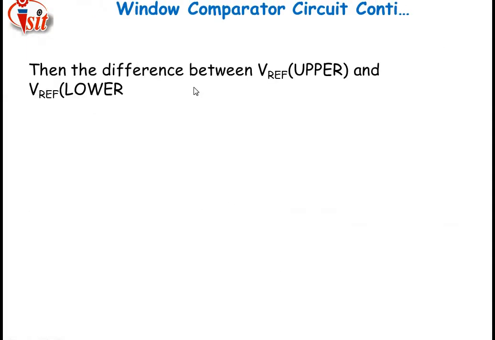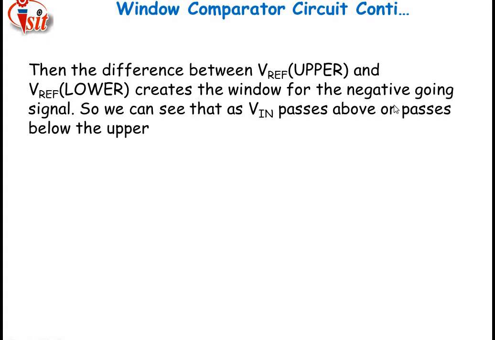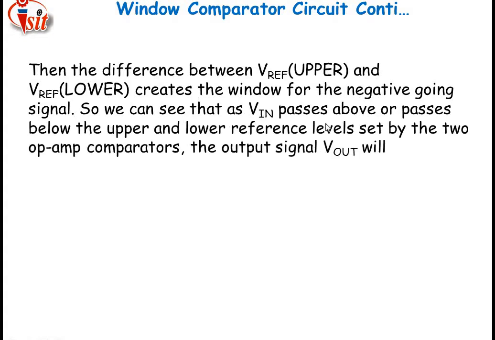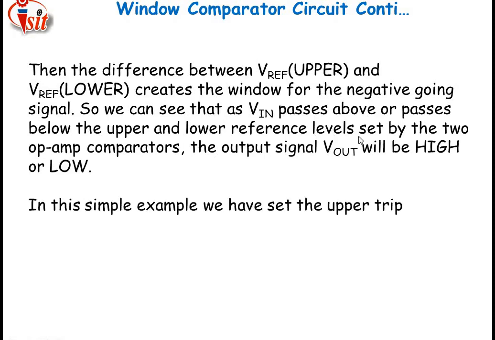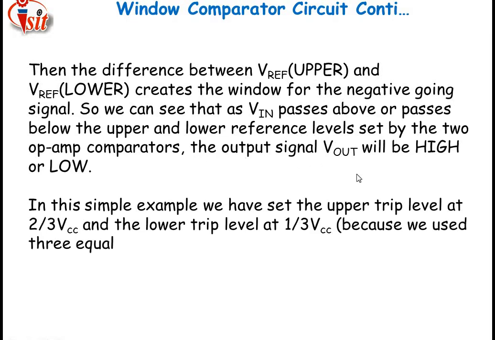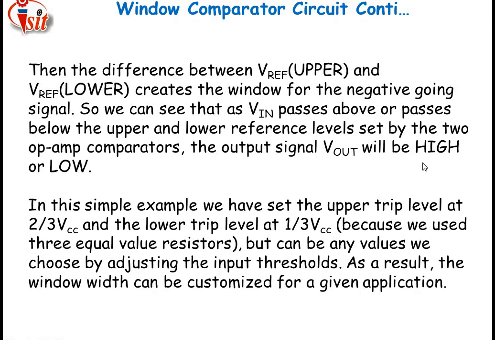Along with this, the difference between the upper reference voltage and the lower reference voltage creates the window for the negative going signal. So we can see that as V passes above or below the upper and lower reference levels set by the two op-amp comparators, the output signal V out will be high or low. That means it will pass in either an upper direction or a lower direction. It does not matter whether the input or reference voltage is at a high or low level.